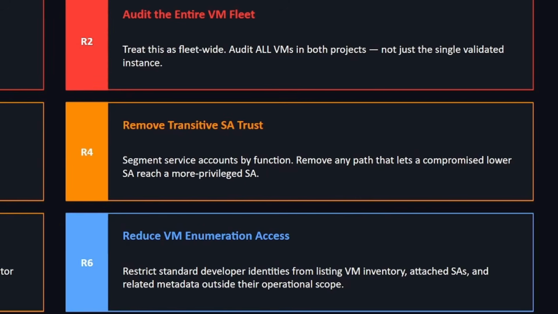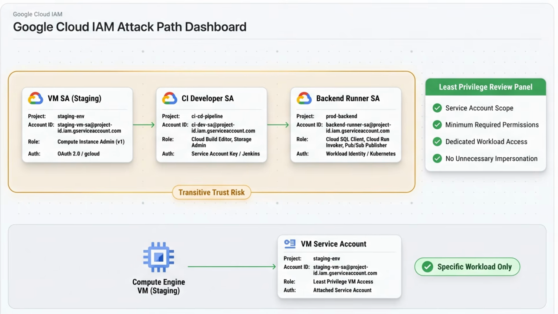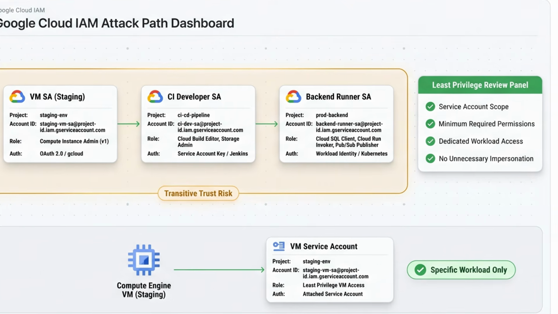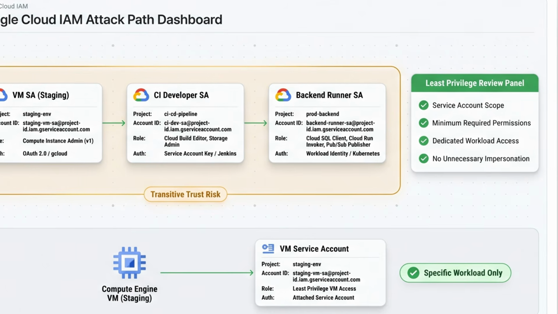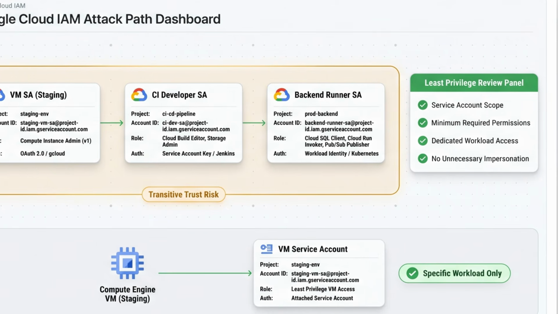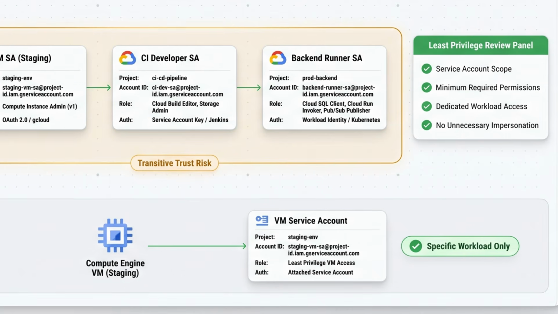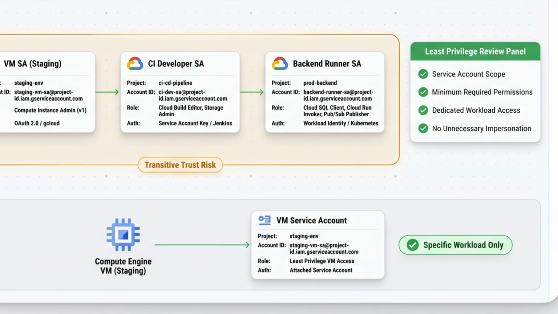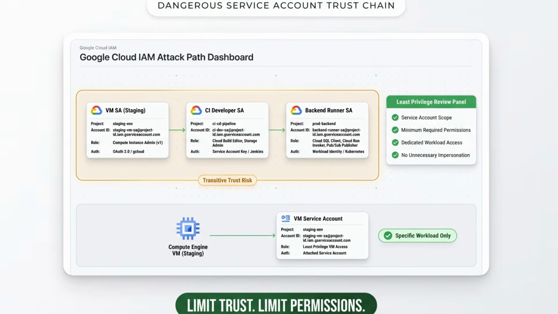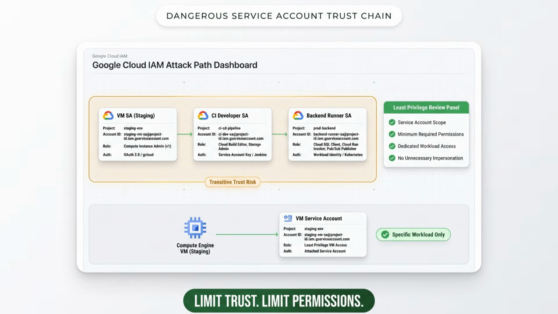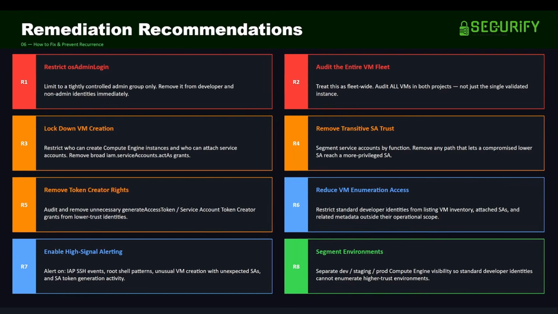lateral movement. Fourth, remove transitive SA trust. This is about service account architecture. The finding shows a chain: VM SA staging can impersonate CI developer SA, which can impersonate backend runner. That transitive trust is dangerous. Service accounts should be scoped tightly to their functions. A VM attached SA should have only the permissions it needs for that specific workload. It should not have the ability to reach other service accounts in the project.